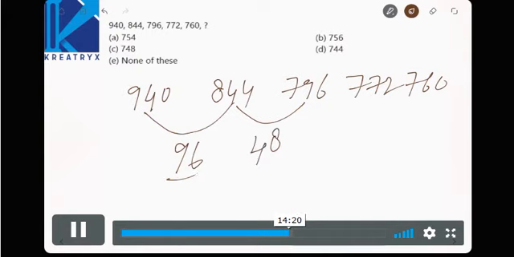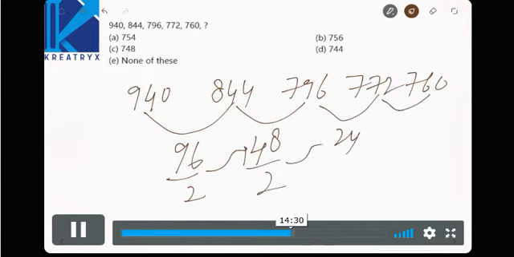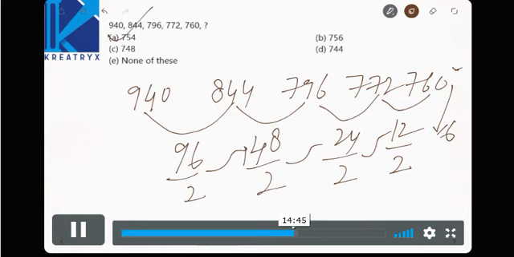See here, 96 by 2 will lead you to 48. 48 by 2 is 24. 772 minus 760 is 12. 24 by 2 will lead you to 12. Now after 760, what will be the next? 12 by 2 is 6. So a difference of 6 must be there. So your answer is 754.